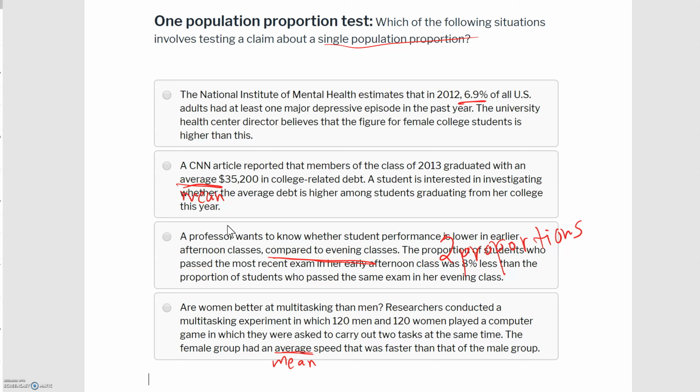Here's another one with average. This is two means because it's comparing men and women. This is a single mean. And then finally, there is another answer with the word proportion in it, but it's comparing. So when you see the word compare, we're comparing the two. That's two proportions. So the answer would be this first one. I'm trying to get a single population proportion.